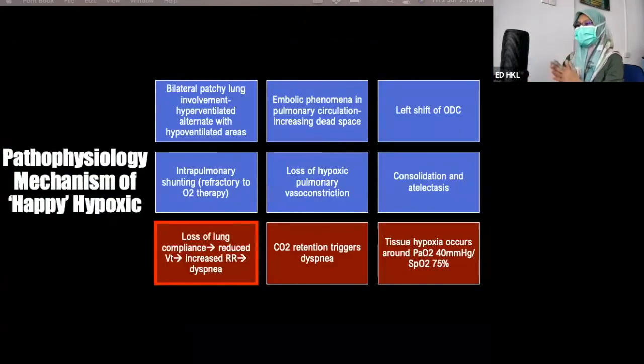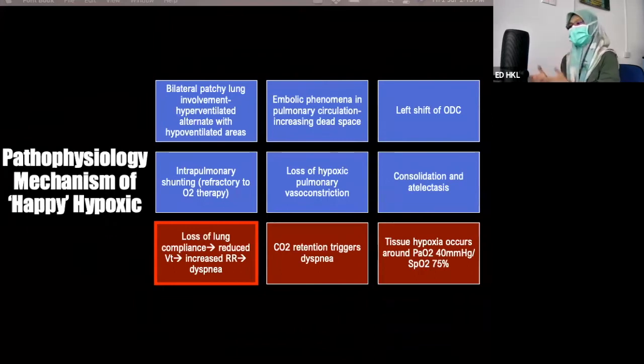So you have to understand the pathophysiology of happy hypoxia. It is not due to a lung problem per se. There are at least three factors: the hemoglobin, the vessels and also the lungs. There will be bilateral patchy lung involvement. Certain parts will be hyperinflated, certain parts will be hypoventilated, and there is also an embolic phenomenon in the pulmonary circulation, and this increases the dead space. So this is in the vessels, and in the hemoglobin itself, there will be a left shift of the oxygen dissociation curve. With all the consolidation, it will cause shunting, and this causes refractoriness to oxygen therapy.